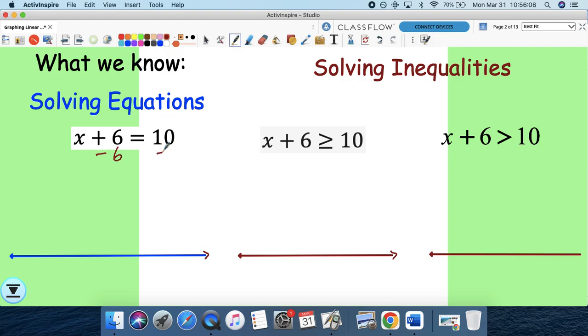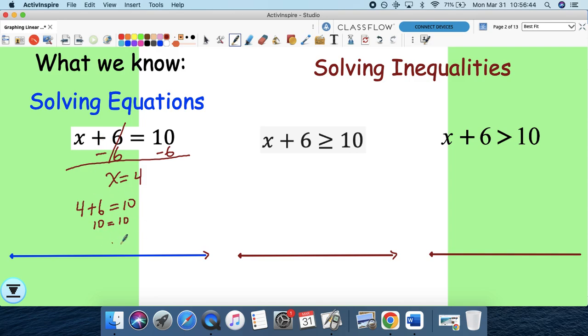We'll do minus 6, minus 6. The 6's will go away because they equal 0. X is equal to 4. So what does that mean? It means that 4 is a solution of this equation, meaning if I went back to the original equation and replaced x with 4, I would get 4 plus 6 equals 10. And if I add 4 and 6, I get 10, which is exactly the same value on the right side. So 4 is the solution to this equation, and there's nothing else that would work.